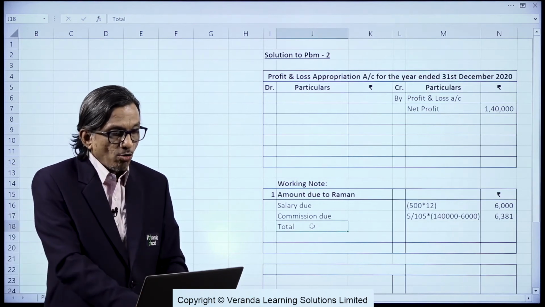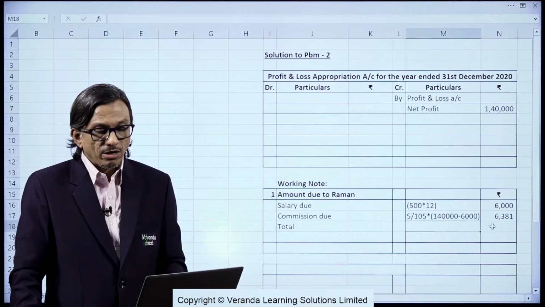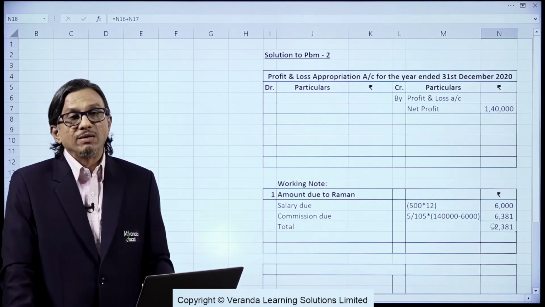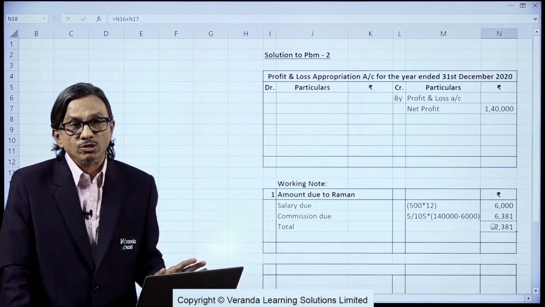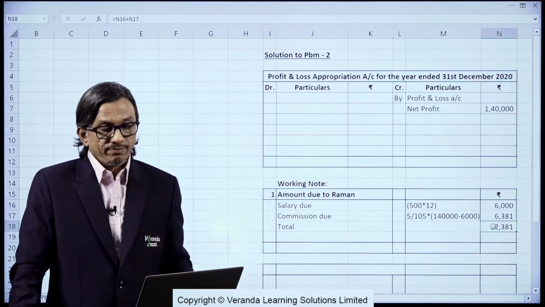Therefore, how much Raman would have got by being an employee? He would have got 12,381 approximately. You can take it as 12,380 also, not a problem. Approximately 12,381. But now he's a partner.